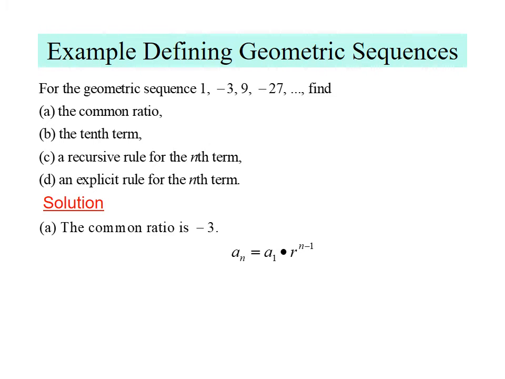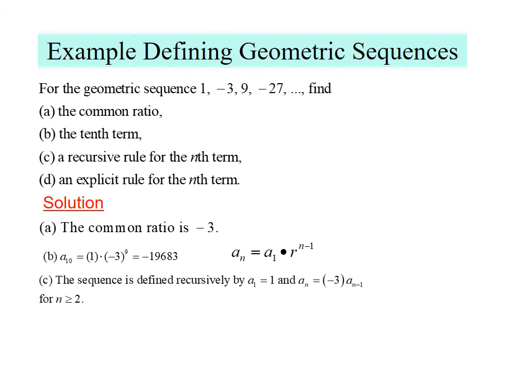The second one is to find the 10th term of the sequence. In order to calculate the 10th term, we need to use the explicit formula, an is equal to a1 times r to the power of n minus 1. We know that a1 is 1 in the sequence, and the common ratio is -3, so we need to plug in this, and in place of n, we have to plug in 10. 10 minus 1 gives us 9, so the value of a10 is equal to negative 19,683.